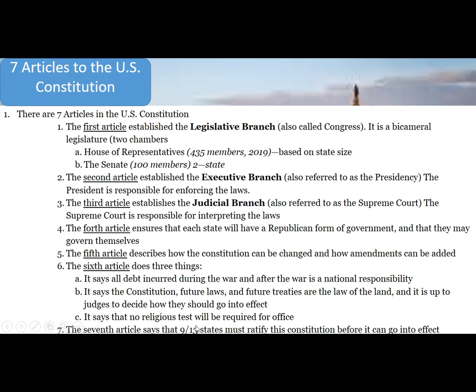And then the 7th article talks about how 9 out of the 13 states must ratify the Constitution before it can go into effect. So this is just a brief snapshot of what the 7 articles do. Again, that magic number 7.